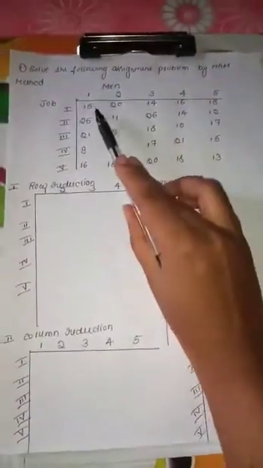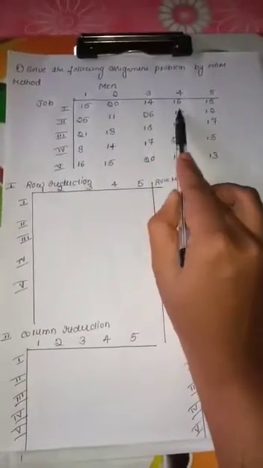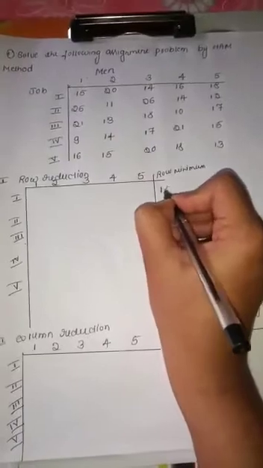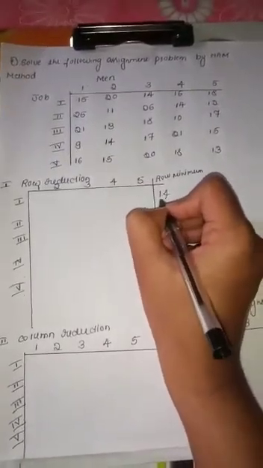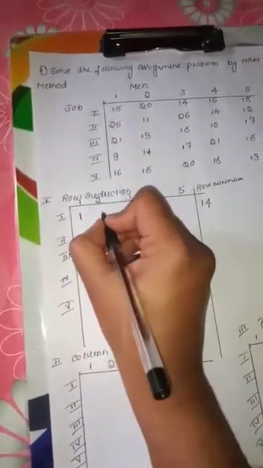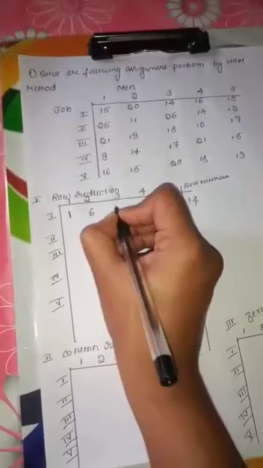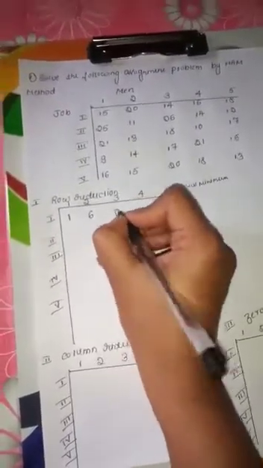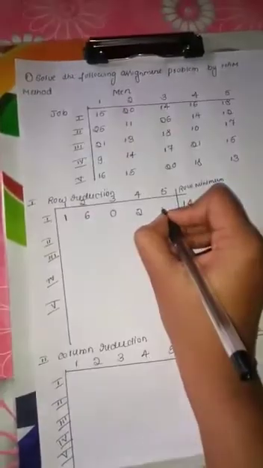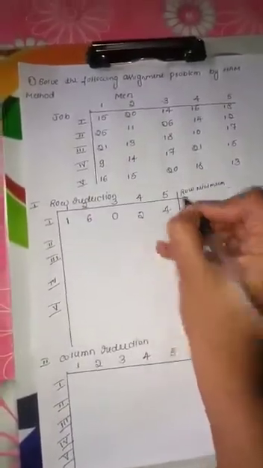See, in the first row the values are 15, 20, 14, 16 and 18. The smallest element here is 14. Now subtract the smallest element from the other elements of that row. That is 15 minus 14, 1; 20 minus 14, 6; 14 minus 14, 0; 16 minus 14, 2; 18 minus 14, 4.